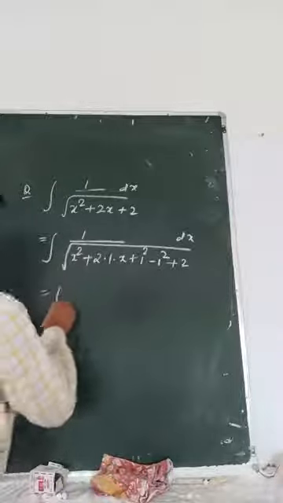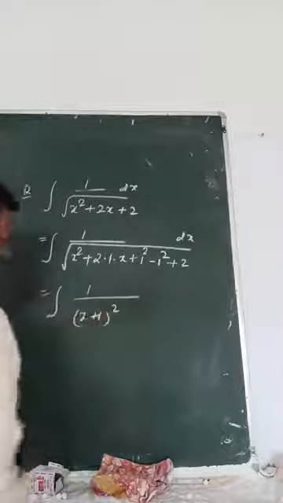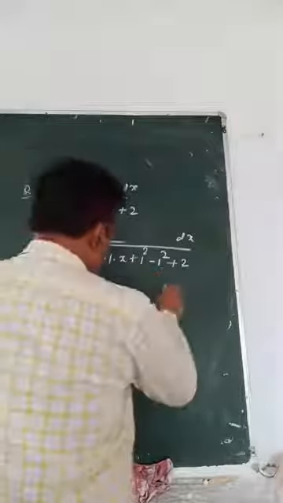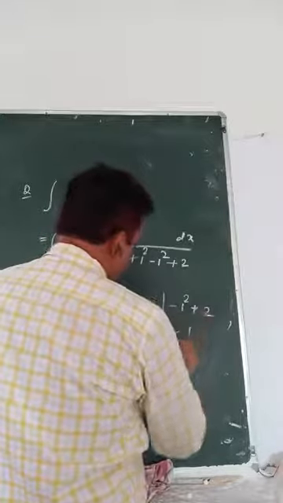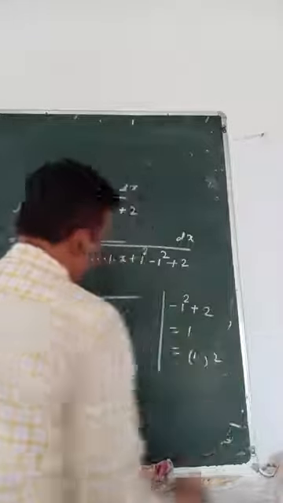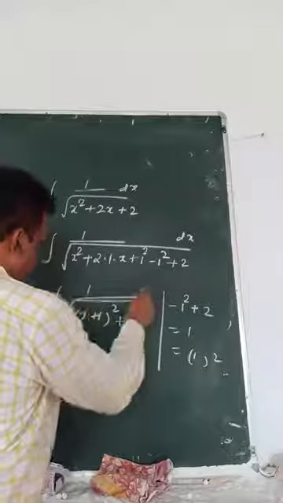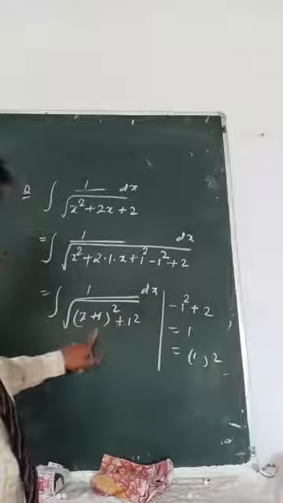That is x plus 1 whole square. This is a plus b whole square. Now simplify here. Minus 1 square plus 2 is 1. That means 1 square. It is plus 1, so plus 1 square. So now it is x square plus a square form.